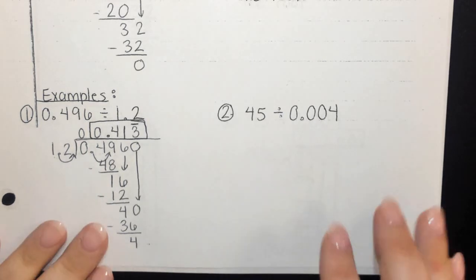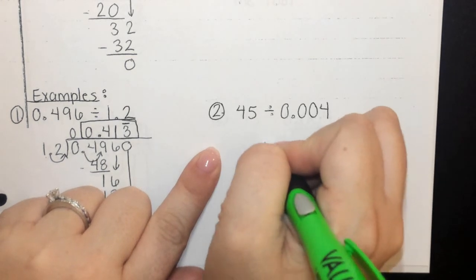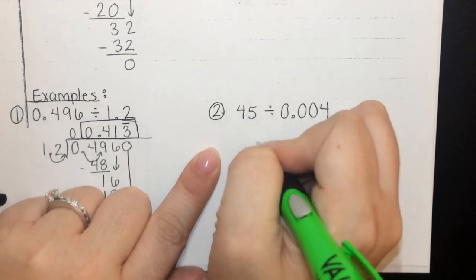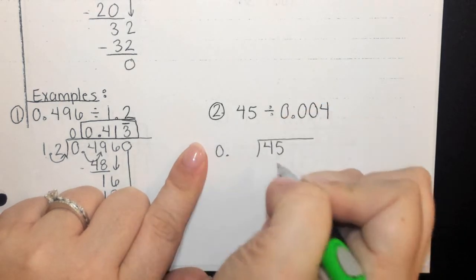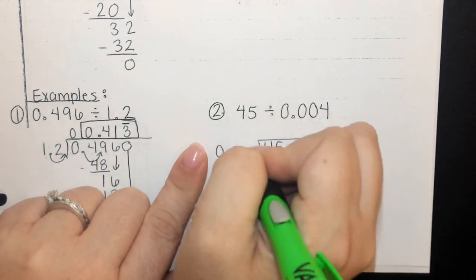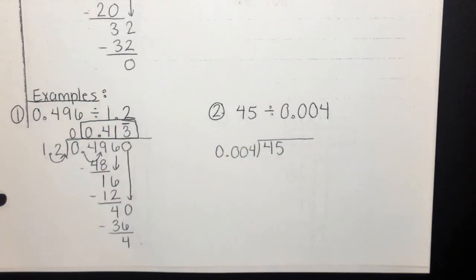All right. Number 2, 45 is going in the house. This one is kind of tricky. I had a couple of questions about this in first period. 0.004. All right, am I answering the door to that decimal right now? No, it's a decimal. We don't let decimals in our house. Ew. Okay. So, I'm going to move it over.